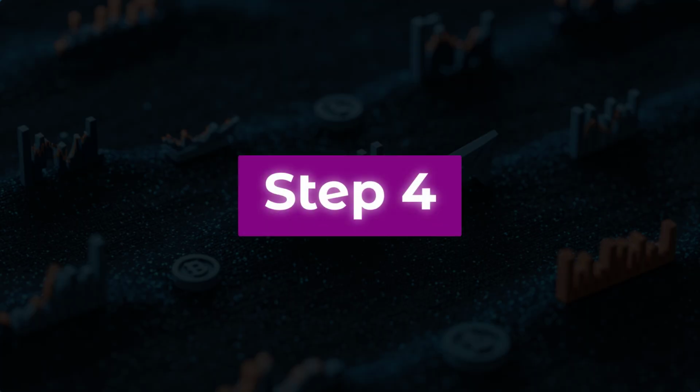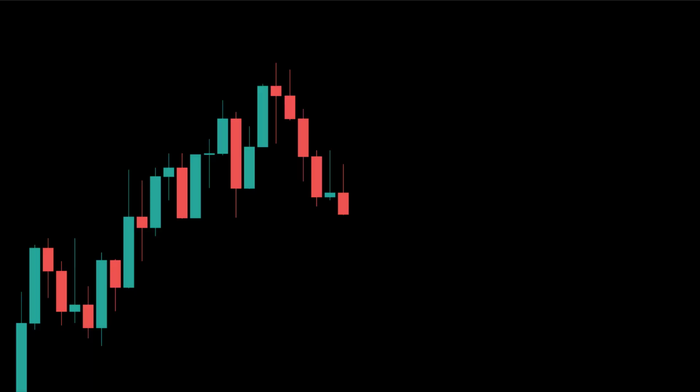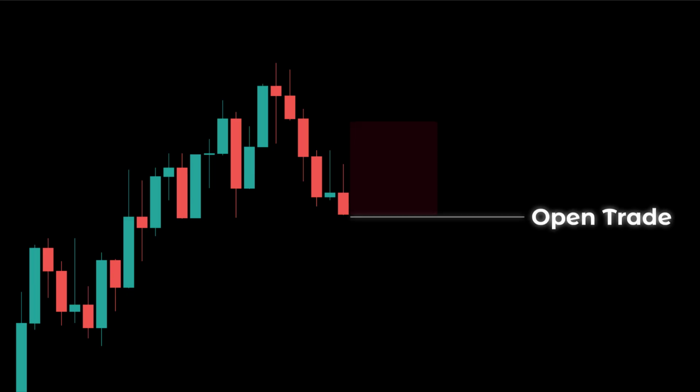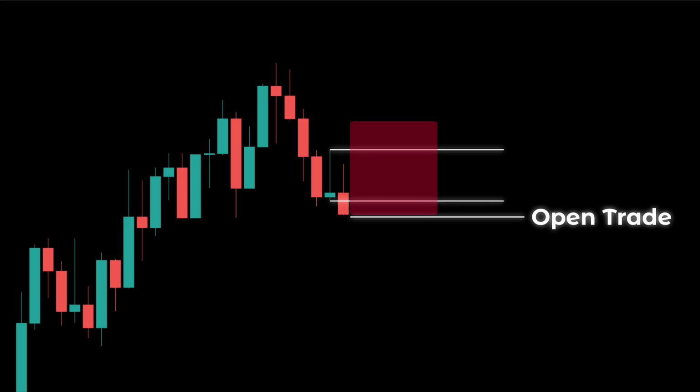Step 4. Entry, stop loss, take profit. Now it's time to execute. We enter the trade at the open of the next candle using a market order. The stop loss is placed safely outside the range box. Pay close attention to stop loss placement. Never place your stop too tight. A tight stop is one of the fastest ways to lose good trades.